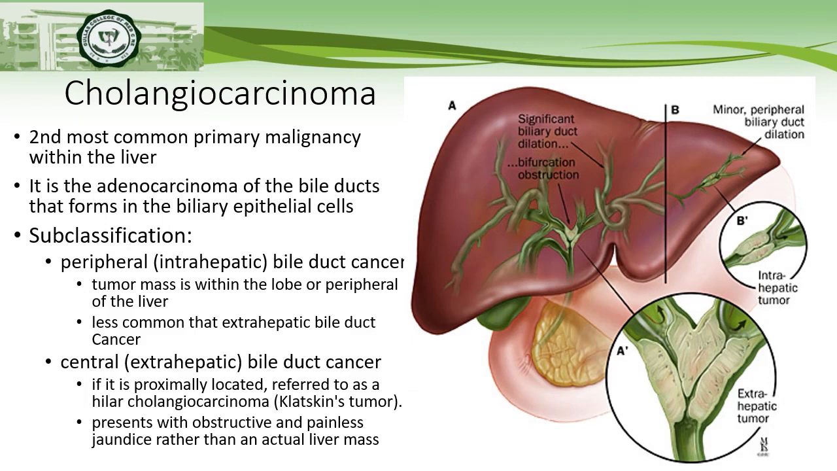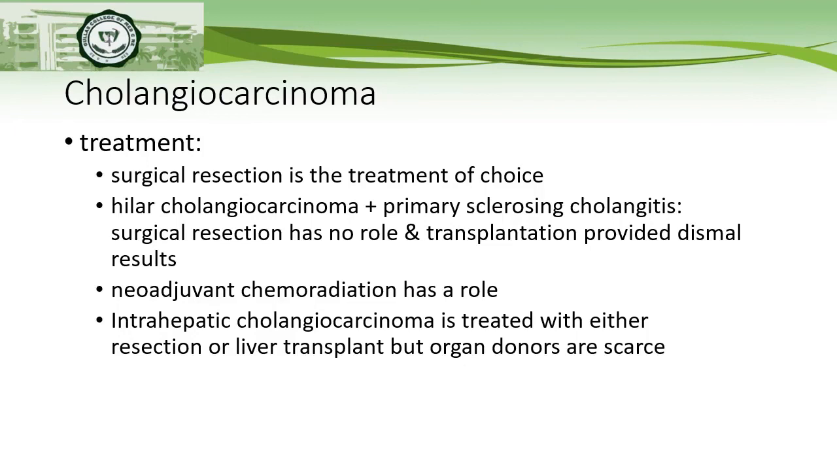This is actually less common compared to extrahepatic bile duct cancer, which can be located distally or proximally in the extrahepatic biliary tree. When proximal, it is referred to as hilar cholangiocarcinoma or a Klatskin tumor. These tumors originate in the wall of the bile duct at the hepatic duct confluence and usually present with obstructive jaundice rather than an actual liver mass. Hilar cholangiocarcinoma is difficult to diagnose and typically presents as a stricture of the proximal hepatic duct, causing painless jaundice.